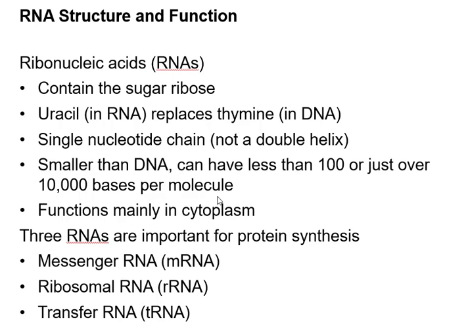So we remember we have the nucleolus inside the nucleus, that is ribosomal RNA. It's making up the RNA that's going to go outside in the cytoplasm and make little protein factories. Three RNAs that you have to know are messenger RNA, ribosomal RNA, and transfer RNA.